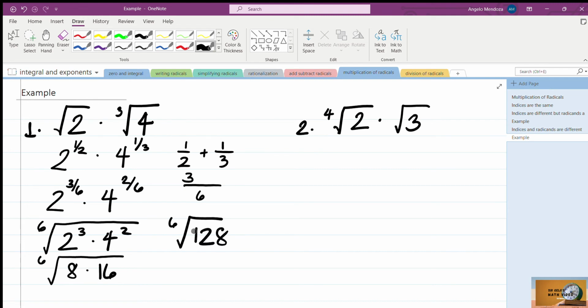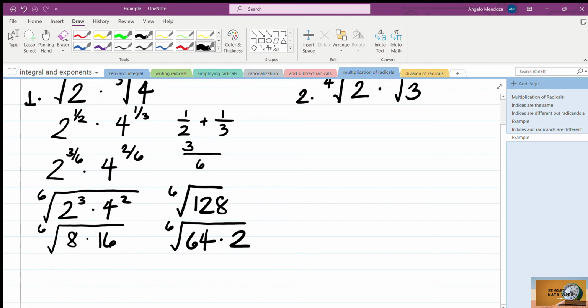Then we think of factors of 128 where one of the factors is a perfect 6th root. The factors of 128 we have there are 64 and 2. The 6th root of 64 is a perfect 6th root, so the 6th root of 64 is actually 2. Then rewrite the 6th root of 2. So the final answer is 2 times the 6th root of 2.